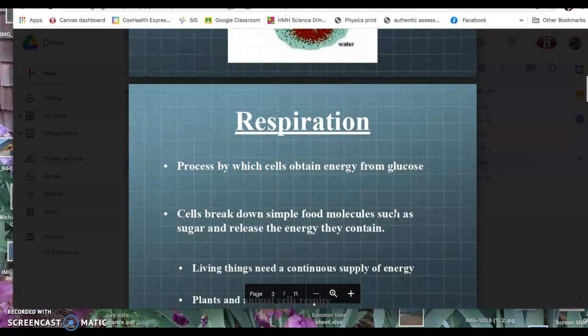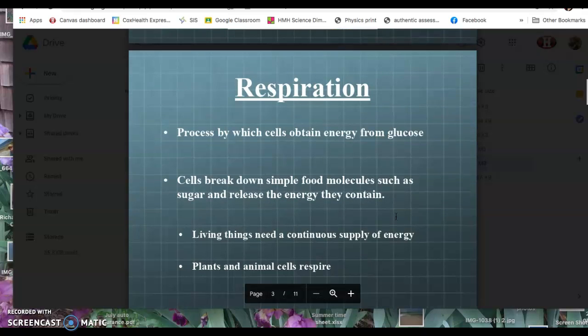Respiration is the process by which cells obtain energy from glucose. So, we talked about photosynthesis and how photosynthesis makes glucose, which is just another word for sugar. Well, if you remember, the mitochondria take energy and break it down into sugars or into energy that the cells can use. This is what they do. It's called respiration. So the cells break down the simple food molecules like sugar and release the energy so that the cells can do what they need to do.